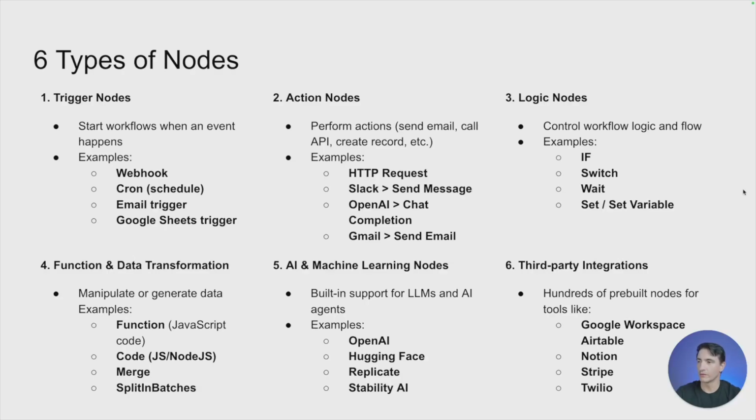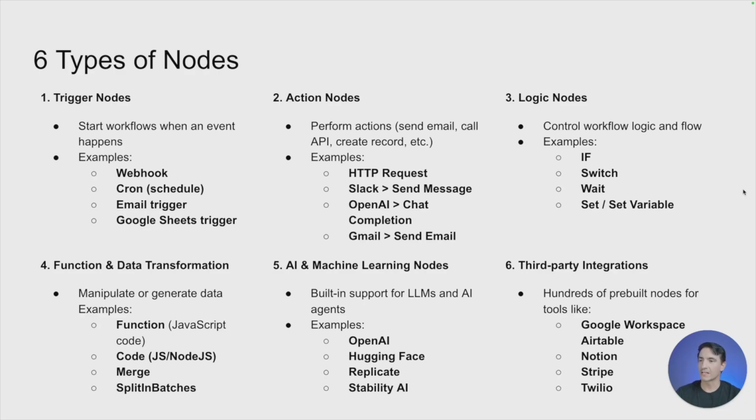Starting with number 1, we have trigger nodes. So when you're thinking about creating an agent or an automation, there is the first event, and these could be webhooks. A very common one to wrap your head around is an email trigger. So you receive some type of email, and that triggers the automation that will trigger the agent into action. So it's just basically what is actually starting the whole process.